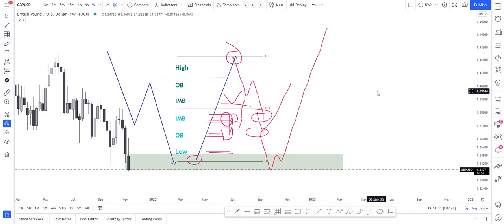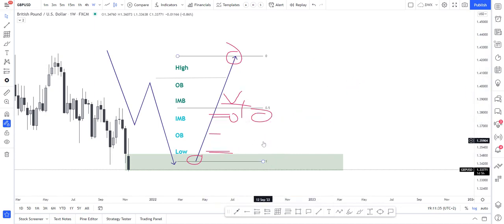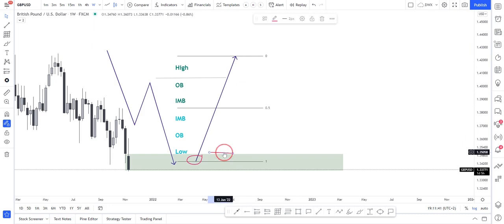So that's just a few things you need to understand and look out for when looking at liquidity. It's very important to understand this concept of liquidity, where we see price moving from one side to the other.